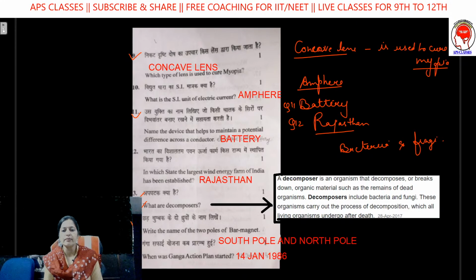So the two poles of the bar magnet are south and north pole. So these are the two poles of the bar magnet.